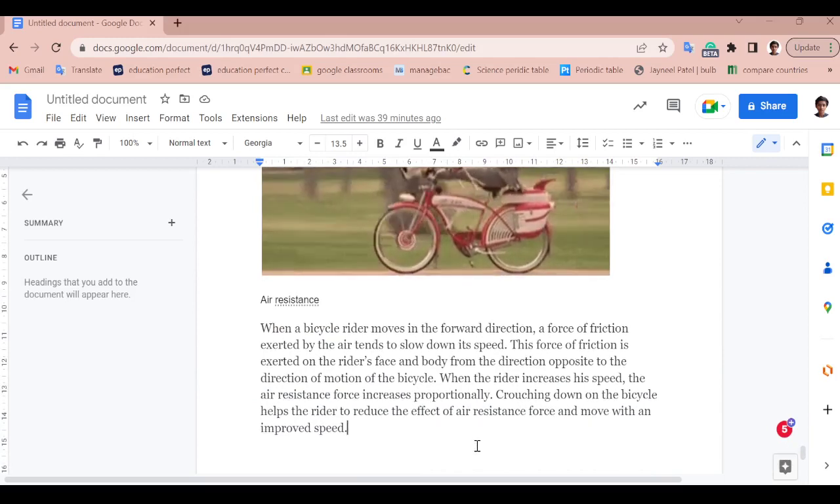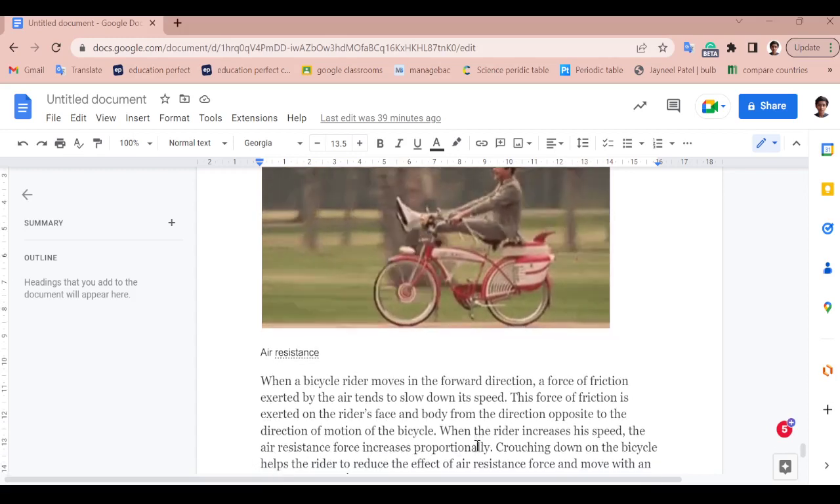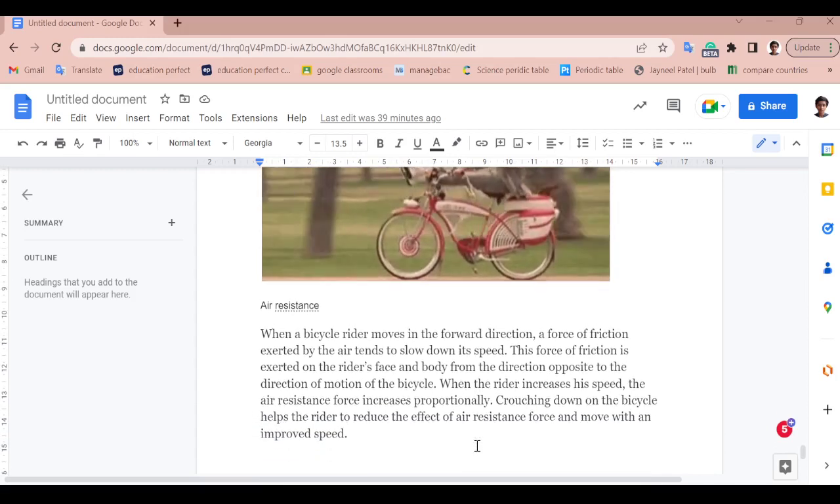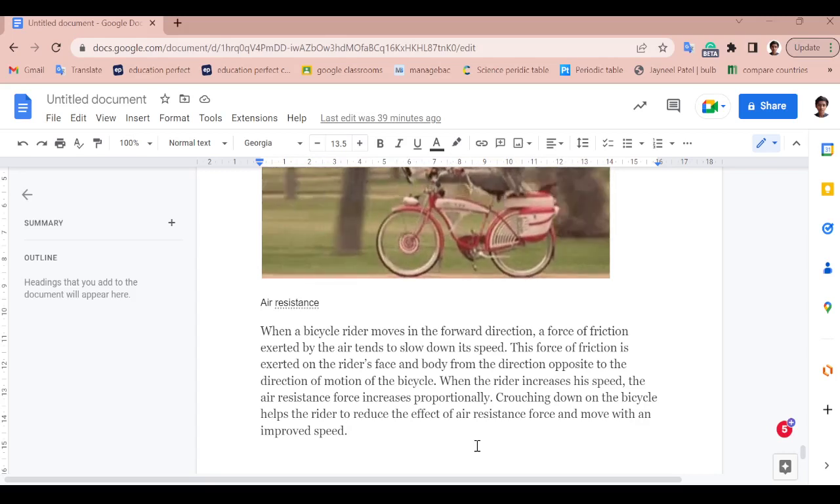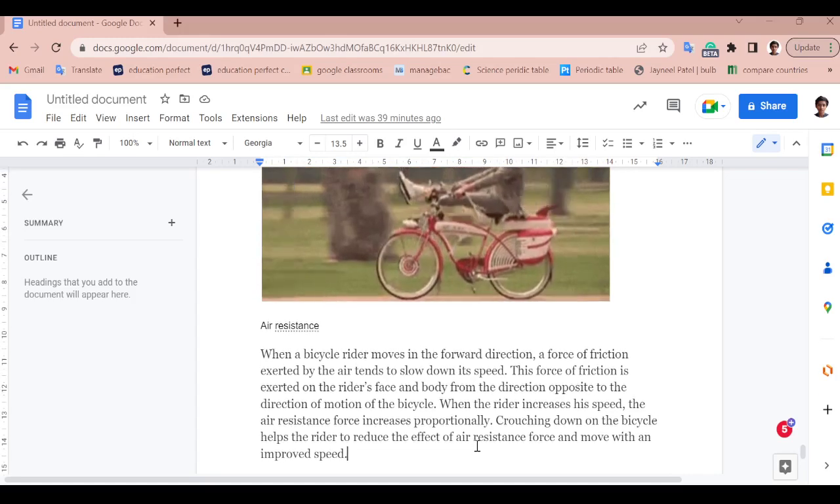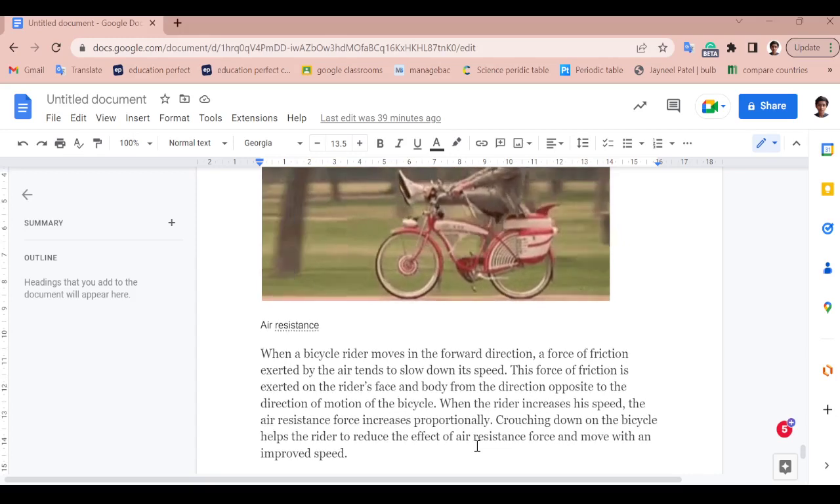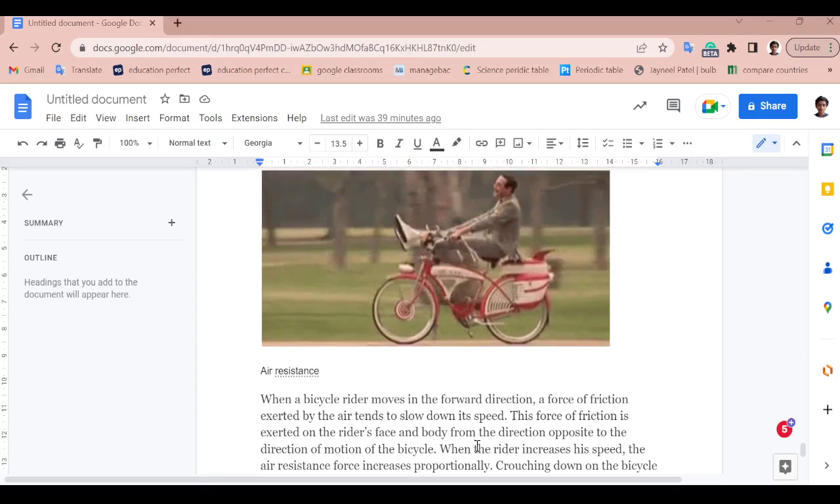Air resistance. When a bicycle rider moves in the forward direction, a force of friction exerted by the air tends to slow down its speed. This force of friction is exerted on the rider's face and body, from the direction opposite to the direction of the motion of the cycle. When the rider increases his speed, the air resistance force increases proportionally. Crouching down on the bicycle helps the rider to reduce the effect of air resistance force and move with an improved speed.